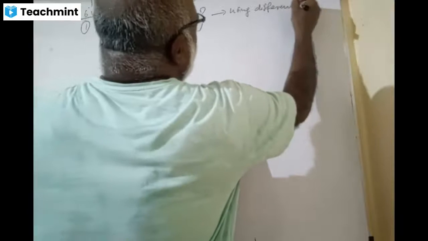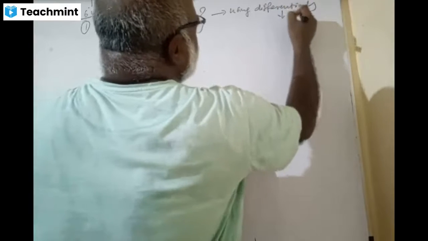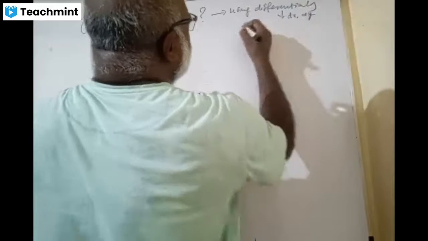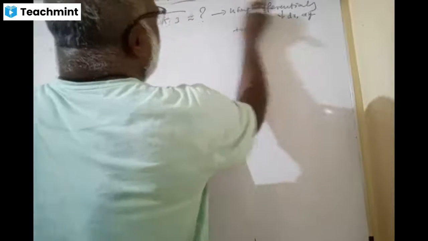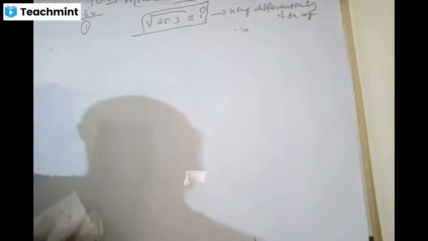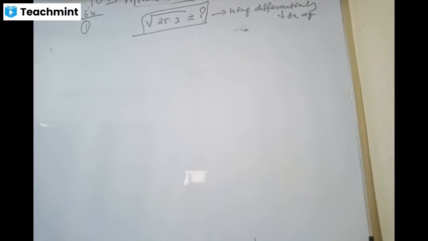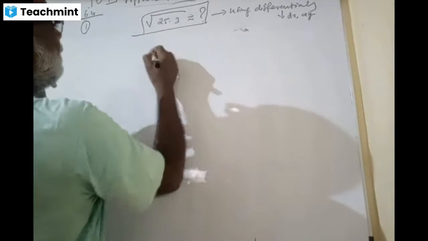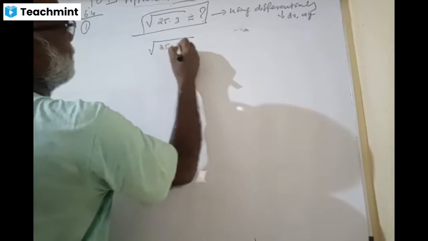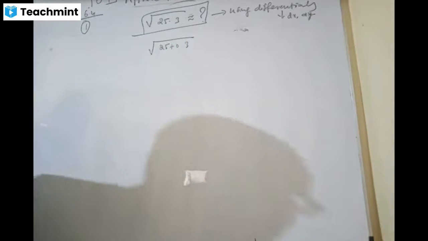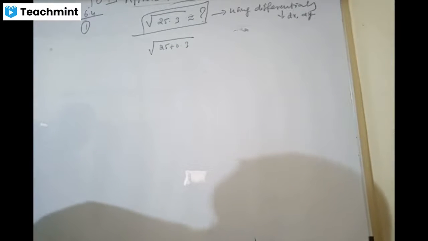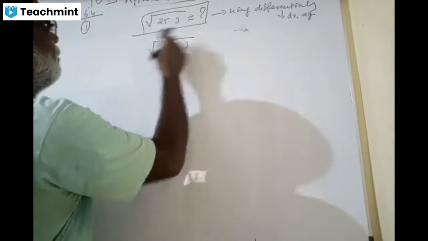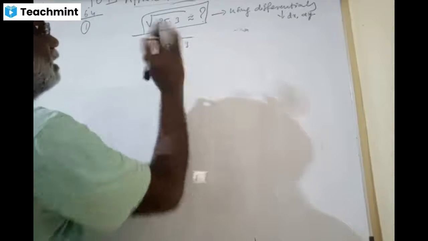Using differentials. Here, what we mean by differentials is dx and dy. Using differentials, find the approximate value of this. This kind of numbers. Friends, whatever this value is, shall I write this as 25 plus 0.3? Do you agree? Can I write like this? The question can be written like this: root of 25.3 is nothing but root of 25 plus 0.3.